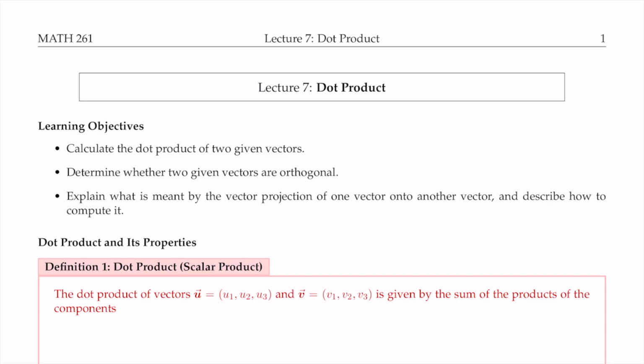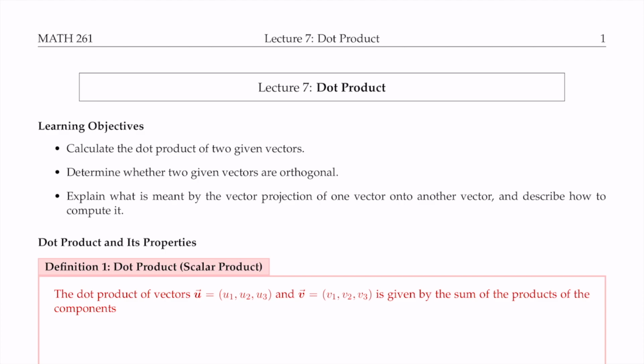Hello everyone, this is lecture 7, dot product. So far we talked about different vector operations including scalar multiplications, vector additions, and vector subtractions. However, we haven't talked about the product between two vectors. Actually, there are two types of products between two vectors.